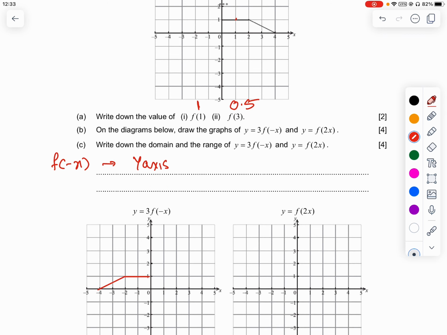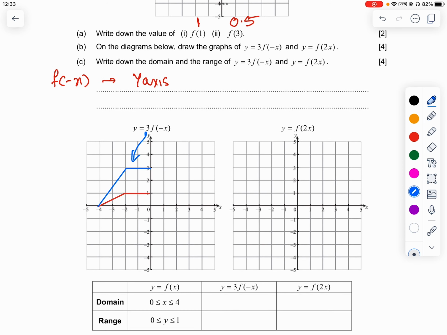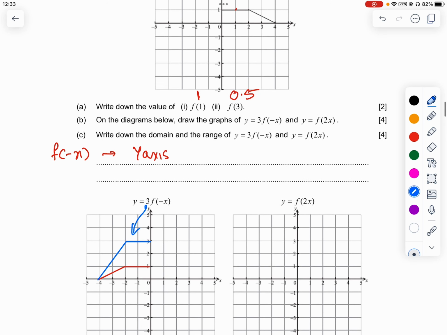So the graph becomes from over here and over here. This is the blue color graph. Now f of 2x means the x values are getting divided by 2. So previously 0 comma 1 will continue to be 0 comma 1, 2 comma 1 becomes 1 comma 1, and 4 comma 0 becomes 2 comma 0. So this is going to be the graph.